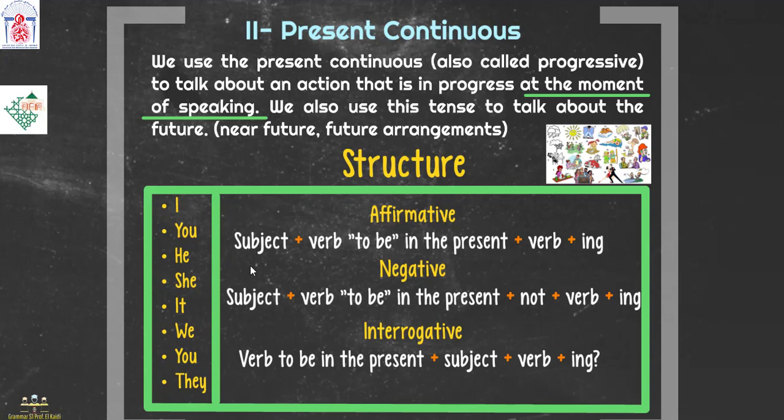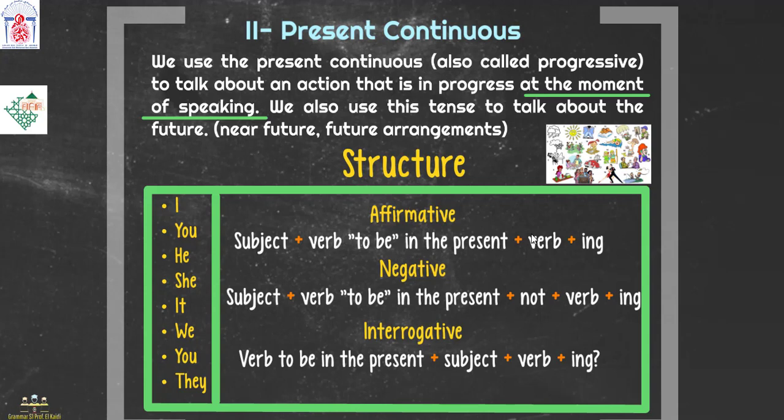the first structure, which is the affirmative form. He is listening to music now. He is the subject. Is is the verb to be in the present. Listen is the verb. Listening, ing at the end, is the ing that we need to add to the verb. He's listening to music now. She's preparing for her exam now. They are playing tennis outside.